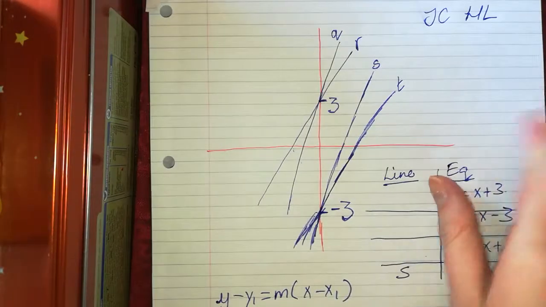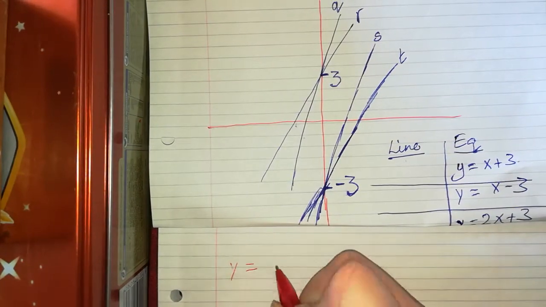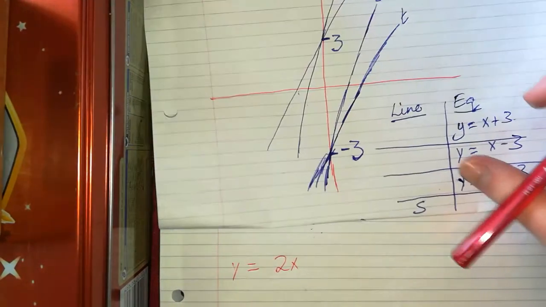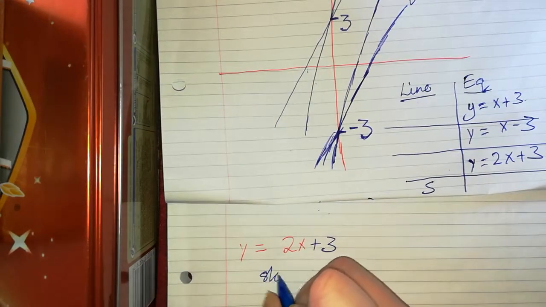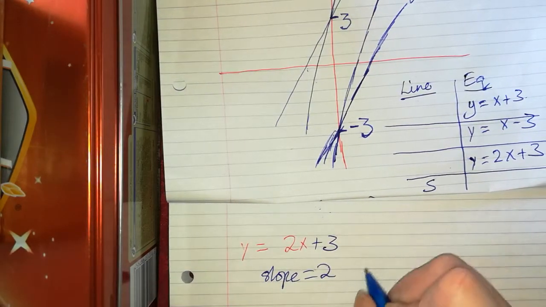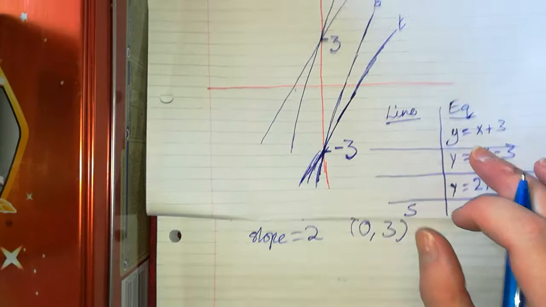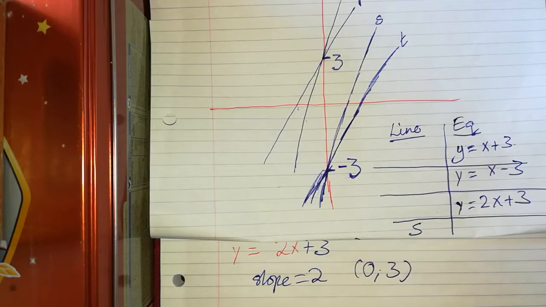Then the next line I'm given is y is equal to 2x plus 3. Looking at that, the slope is 2, and where it crosses the y-axis is (0, 3). So I know that y equals x plus 3 crosses the y-axis at 3, and this one crosses the y-axis at 3 also. So I have to differentiate which one is which.